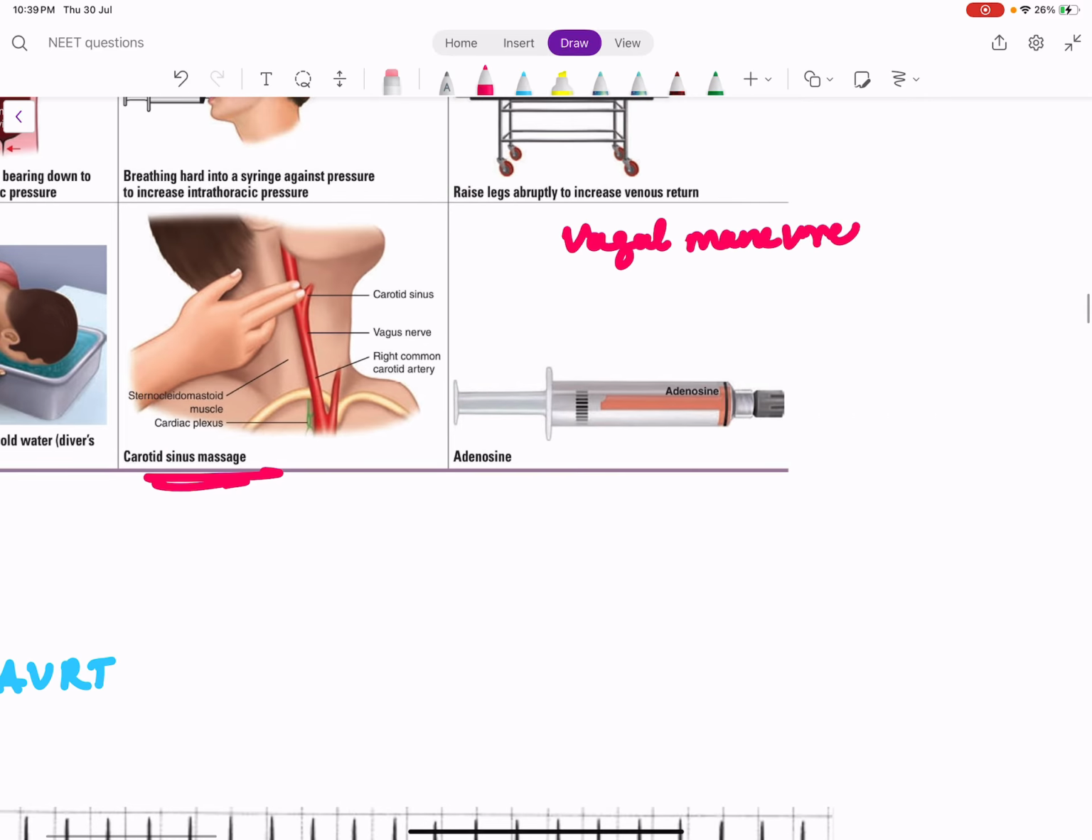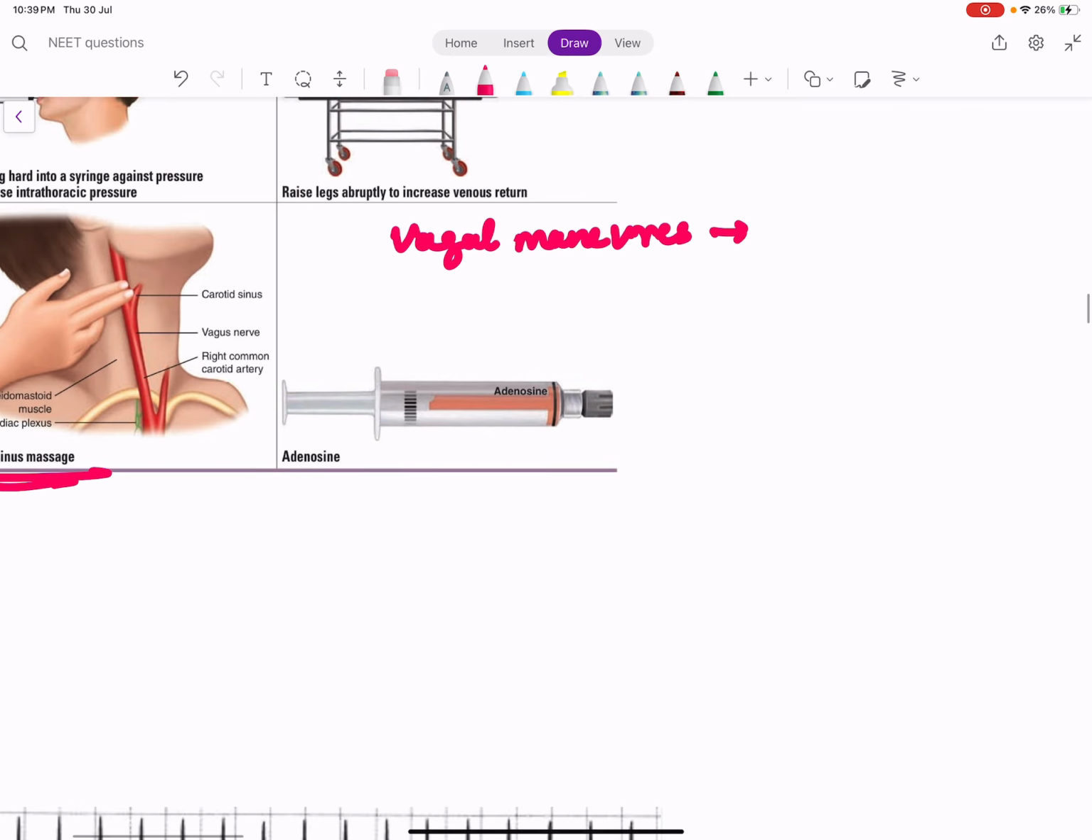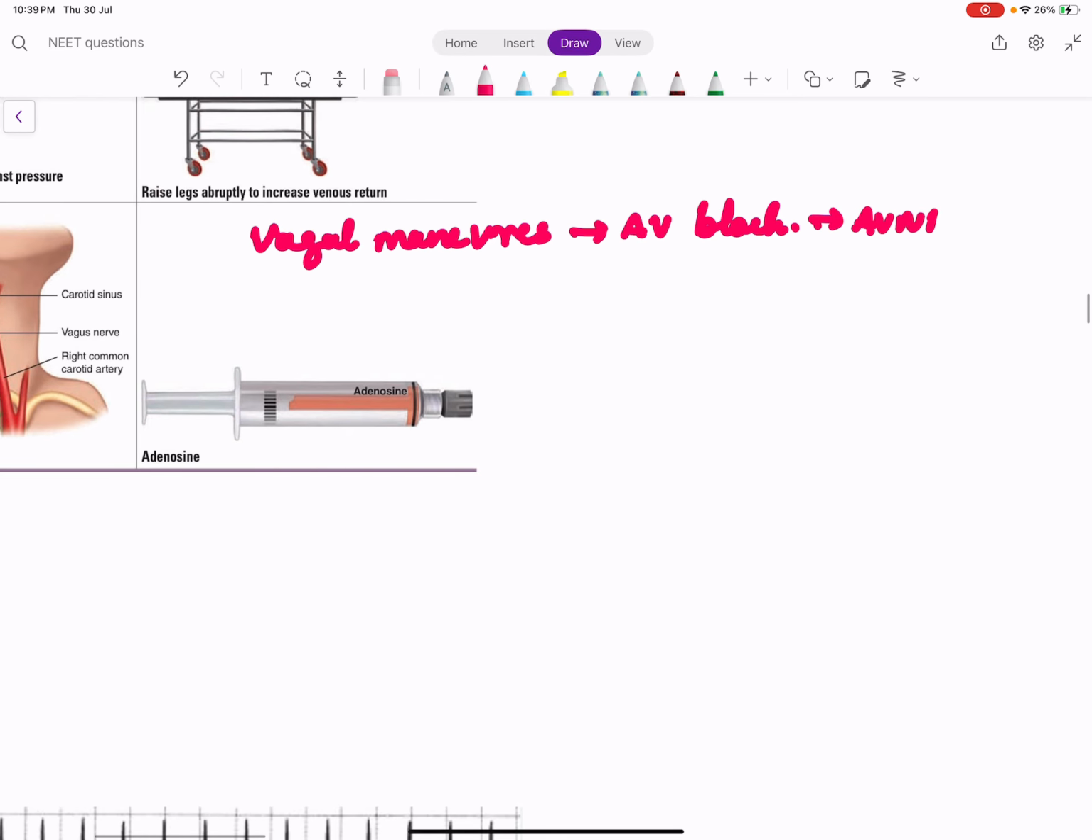So what does a vagal maneuver do? Vagal stimulation, we discussed, causes AV block. When the AV node blocks, it reduces conduction from the atrium to the ventricles. So it will help very well in AVNRT. What is the next step? Adenosine. Adenosine, like esmolol, is a drug with a very short half-life. So it is given, and some 3 doses can be repeated.